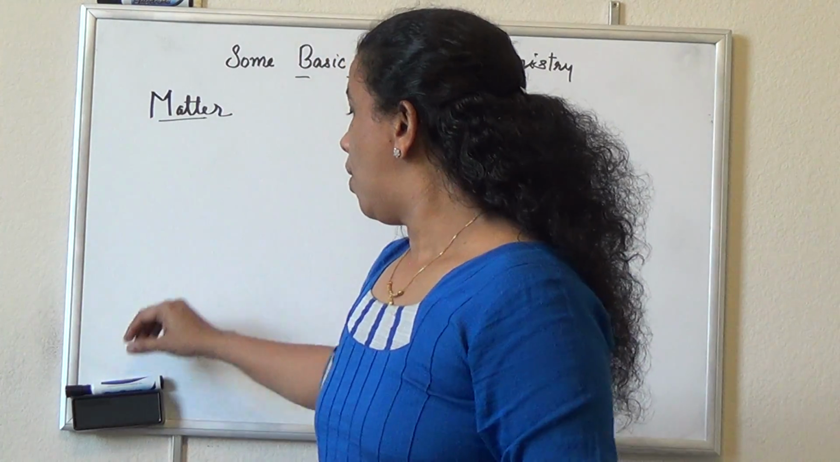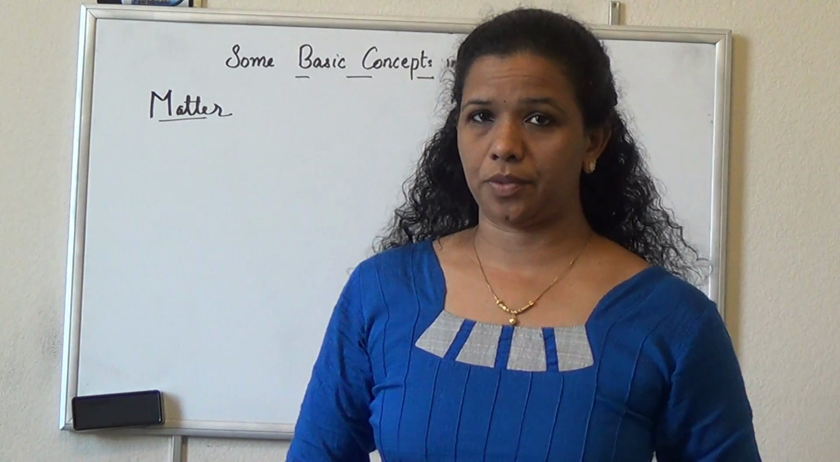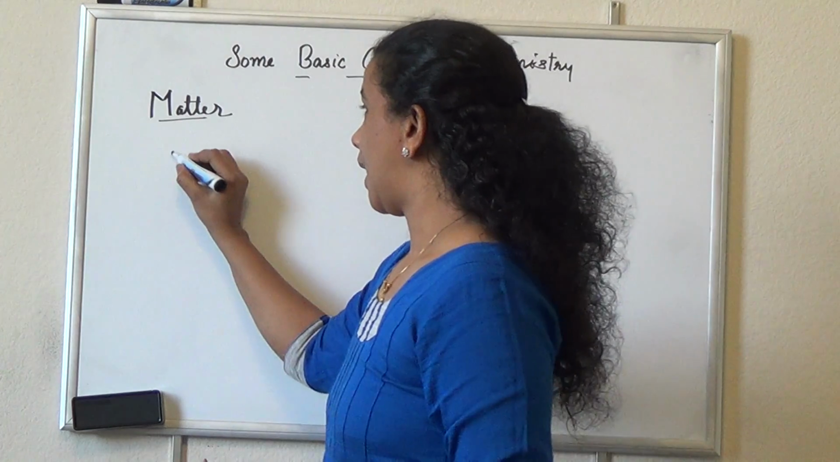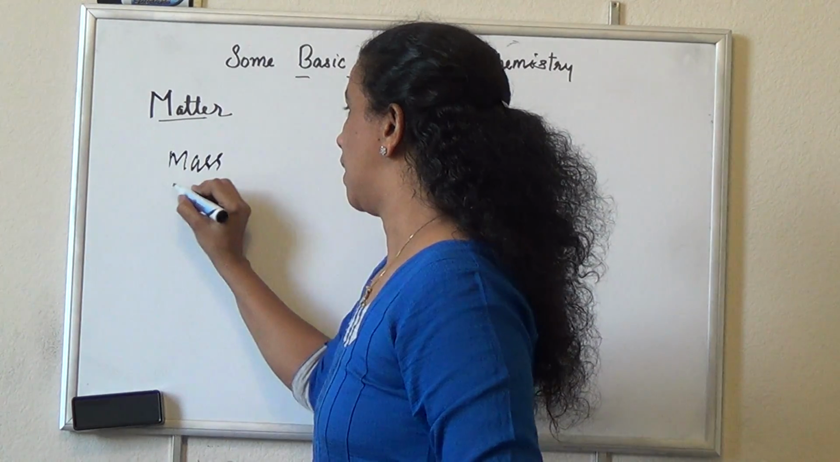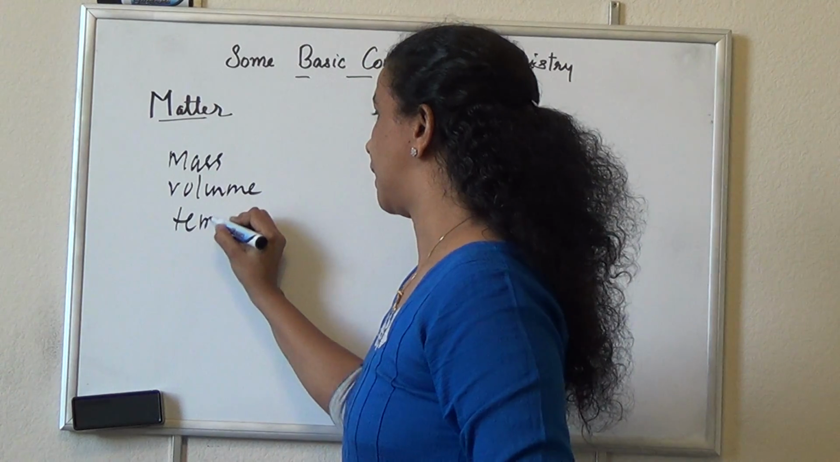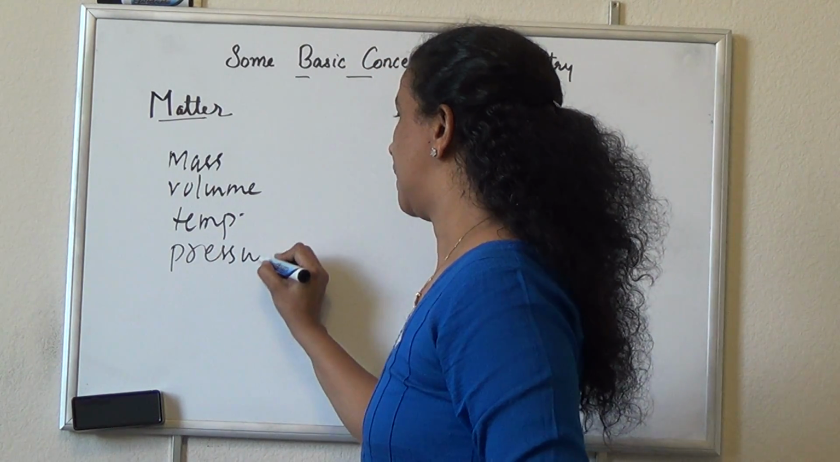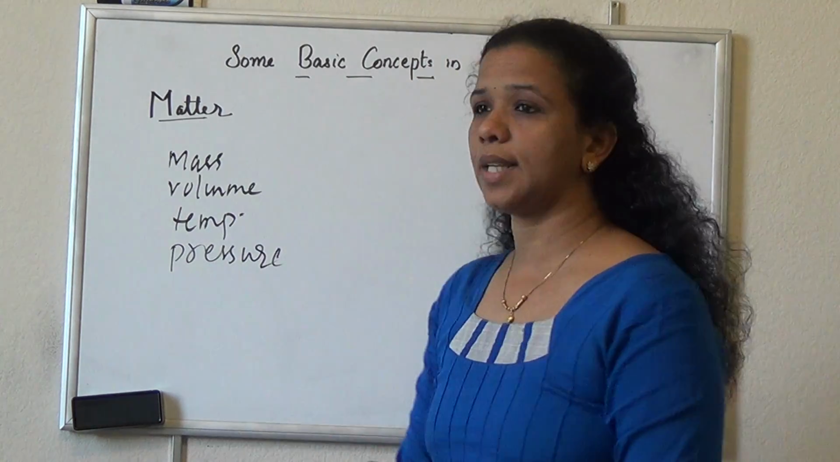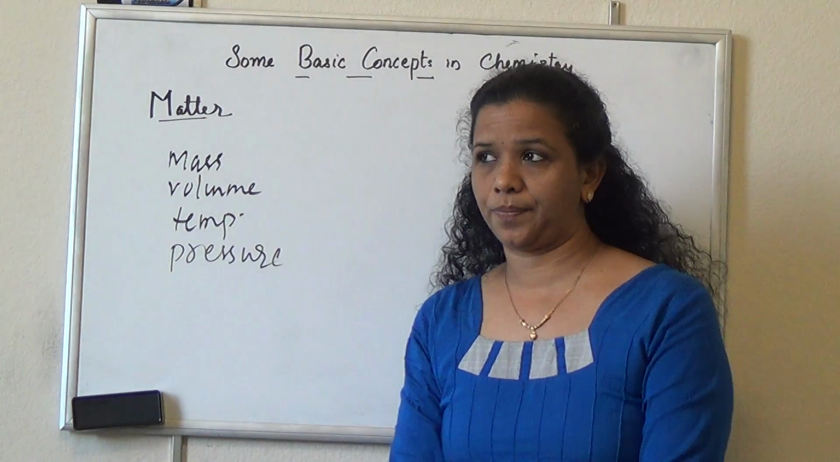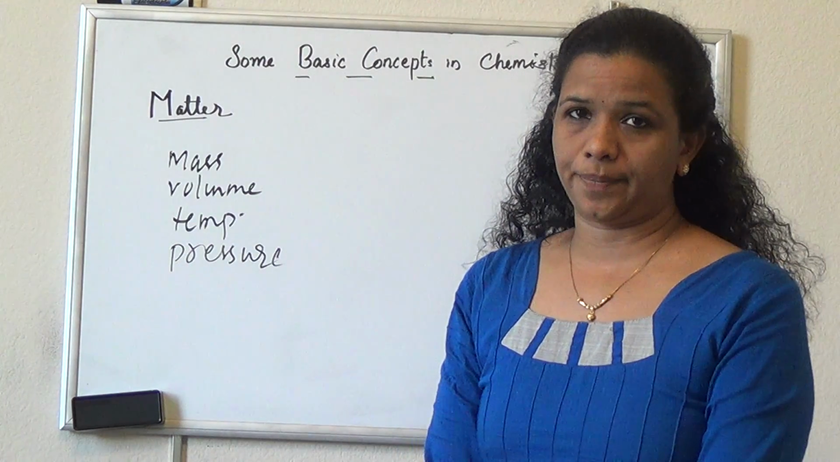So, all the physical properties of matter are quantitative in nature, like mass, volume, temperature, pressure. All these are quantitative in nature. So they are expressed by using some units.